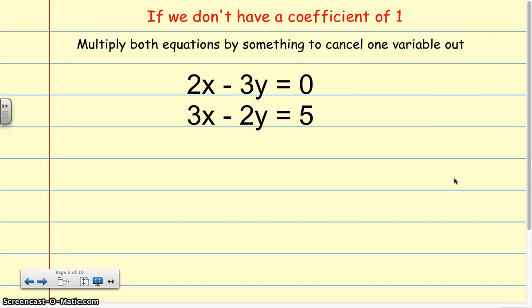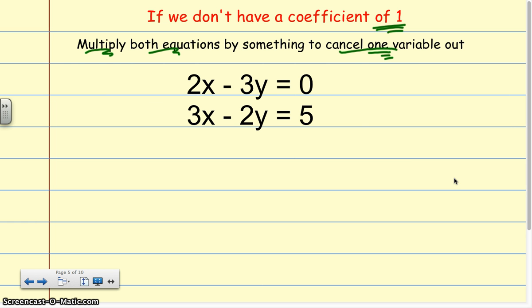Alright, today we're going to continue our process of finding solutions of systems of equations through elimination. What we're going to come across today is a coefficient that is not going to be 1. What we want to do, keep our eyes on the prize, remember: our final goal is to cancel out a variable. So how we do that, we're going to multiply both equations, if we need to, by something that will end up canceling one of the variables out.